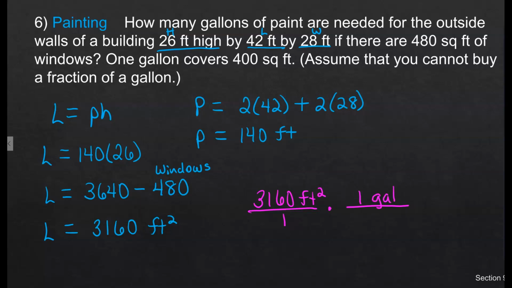Now I'm showing you this because sometimes students are having a hard time figuring out what their units are at the end, and I want to show you that we cancel out the feet squared. We end up dividing by the 400, which I think a lot of times students know that, but we want to get the right units, and in this case that would be gallons. So it comes out to 7.9, which we're going to round to 8 gallons of paint because we have to buy full gallons. All right, so that's it for that problem.